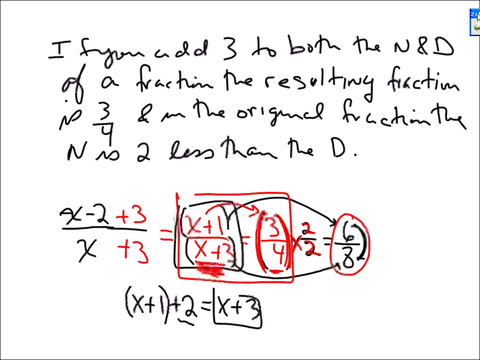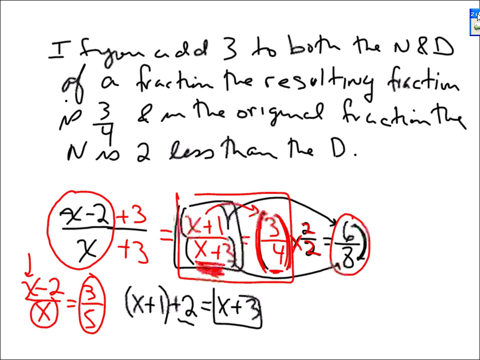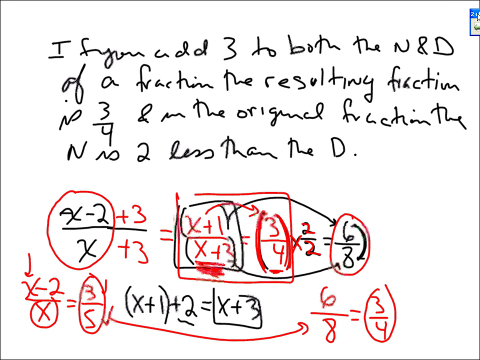In the end, x is 5, so I'm going to come back to the original problem, the original number. And if x is 5, 5 minus 2 is 3, and the bottom is just 5. That is the original fraction. And yes, the denominator is 2 more than the numerator. If I add 3 to the top, 3 plus 3 is 6, and I add 3 to the bottom, 5 plus 3 is 8, I do get, after reducing, 3/4. Okay, so that is the right answer.